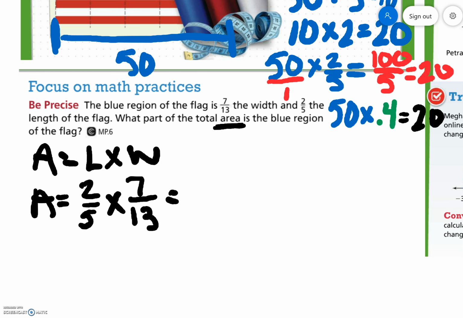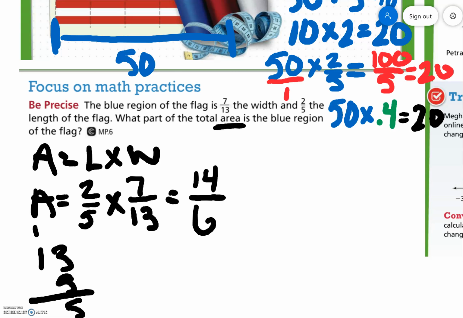So we're going to multiply fractions. We can multiply straight across. 2 times 7 is 14. 5 times 13 is 65.